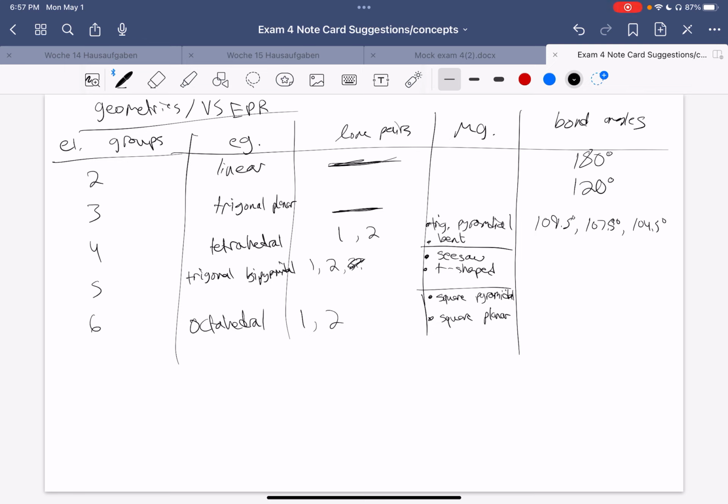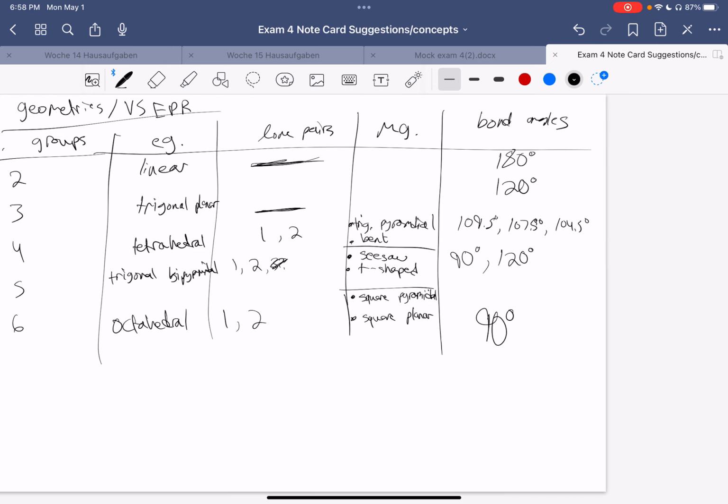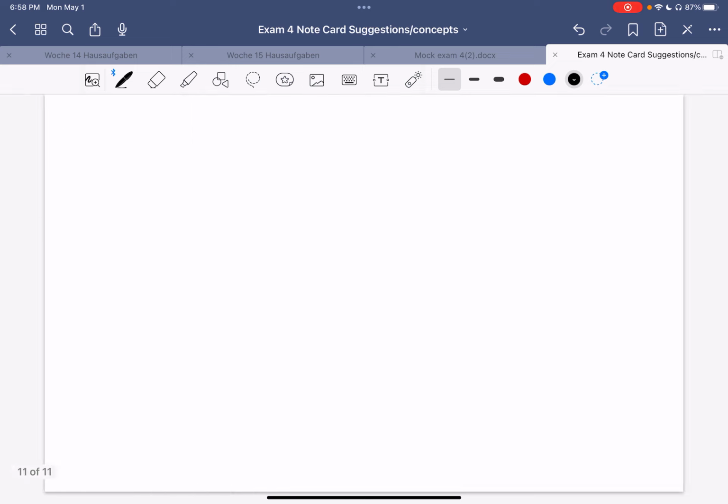For trigonal bipyramidal, you'll have 90 and 120, right? Because there's 3 equatorial atoms, which are trigonal planar, those are 120 apart, and then 2 axial atoms, which are 90 degrees from the equatorial atoms. And then octahedral is going to be 90 all around, because every single atom is always going to be 90 degrees from each other. Yeah. All right.